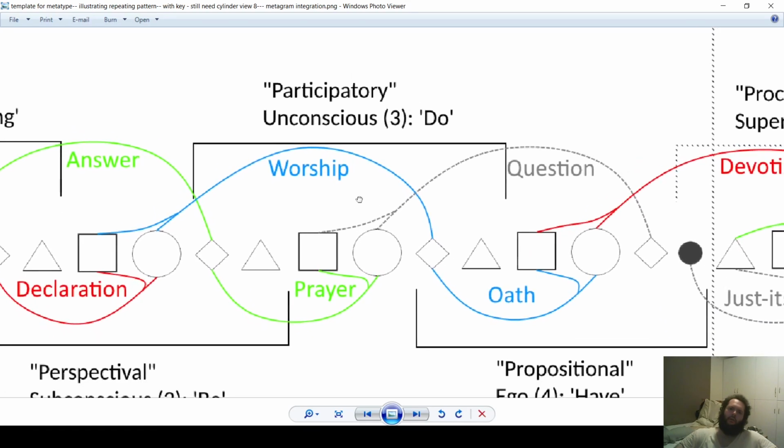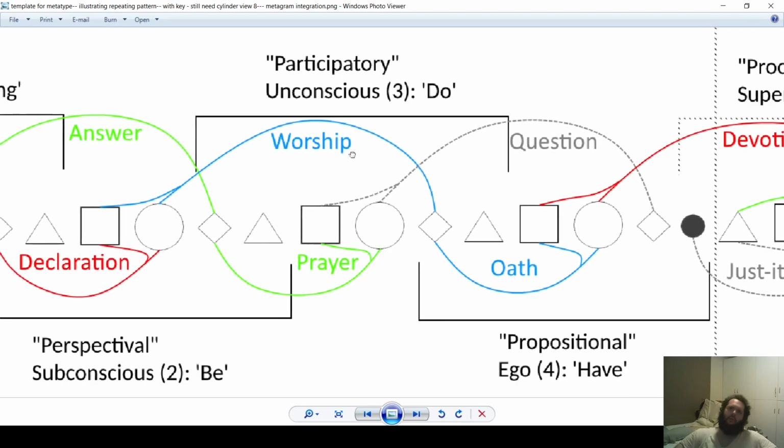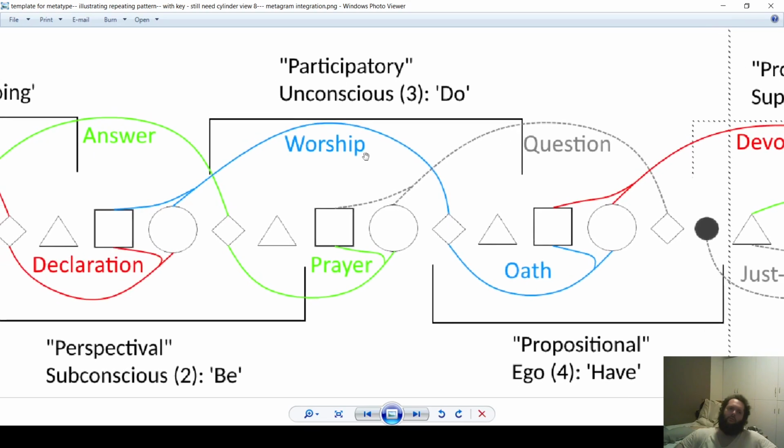You know, how do you know what is the will of God? You have to understand it at some point.